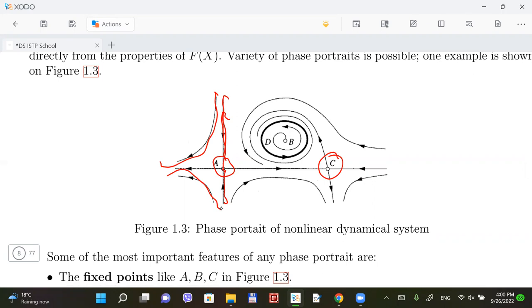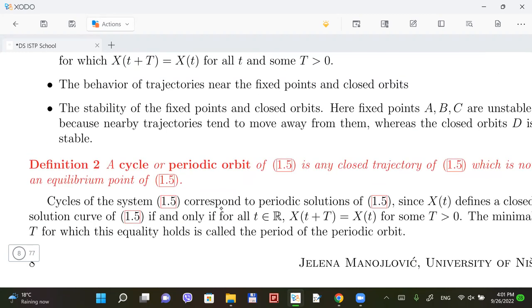But the fixed point B will have something interesting according to the application, because here we will have a periodic solution. So we have spirals that circle around this point. And what else we will have in nonlinear dynamics, but not in a linear case, are closed curves like this picture D, which, as you may assume, is characteristic of the periodic solution. So if you start on this closed circle, you just circle around and after some time you are coming back. So you have a periodic solution of the model. So the cycle is a periodic orbit, or any closed trajectory, which is of course not an equilibrium point.